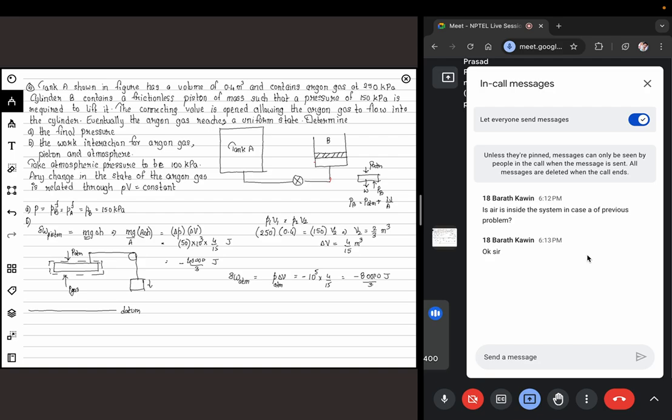Now what is the work done by the argon gas? Combining all of them should be equal to 0. So the work done by the argon gas is the negative of whatever is the work done by the atmosphere and whatever is the work done by the piston.